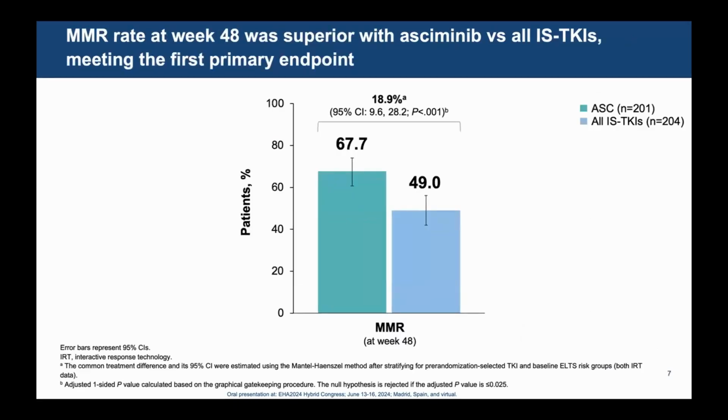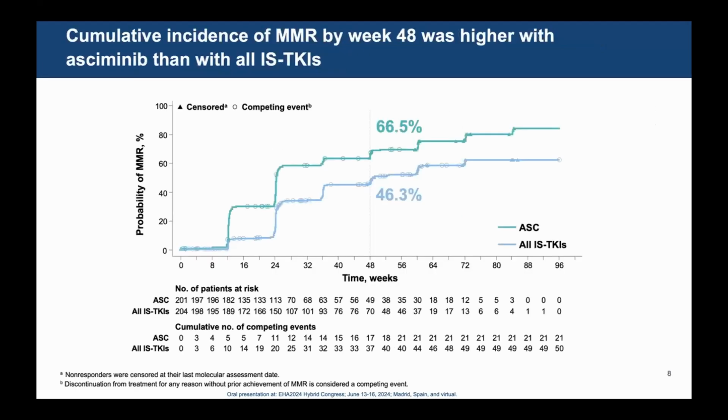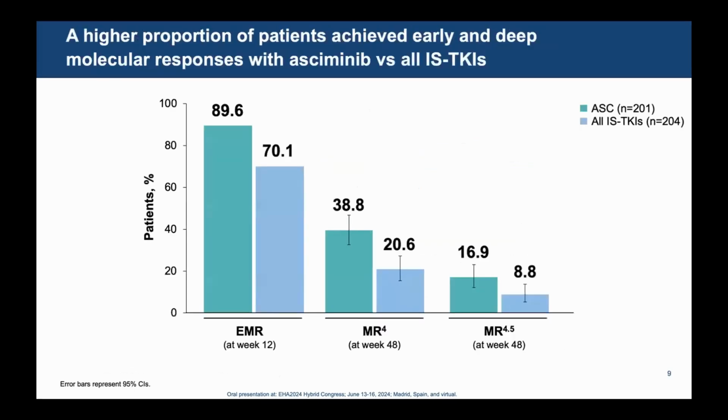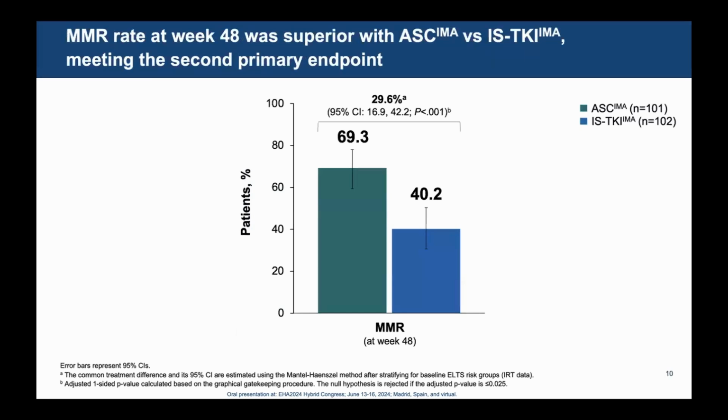This is the major endpoint, Asciminib versus all investigator-selected TKIs, 67 versus 49% MMR rate at week 48. And this is the cumulative response. Here you see with Asciminib, we started at week 12 to achieve MMR, which was very rarely the case with the ATP-competing drugs. But also EMR, early molecular response, and the deep molecular responses at 48 weeks were favorable for Asciminib versus investigator-selected TKIs.